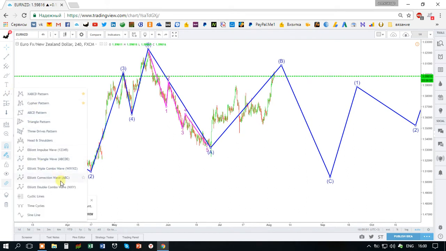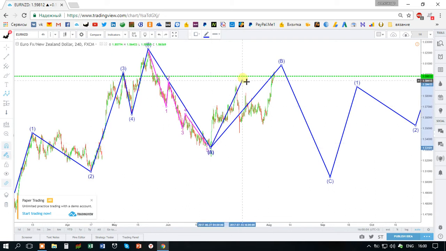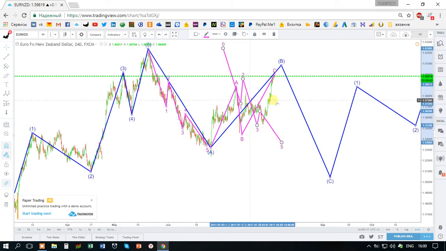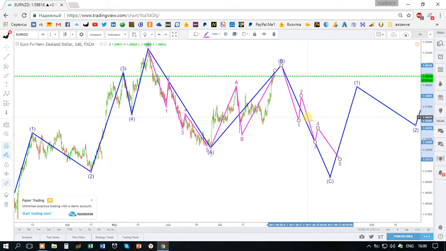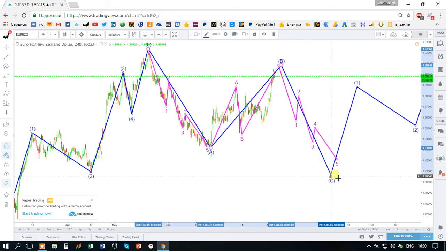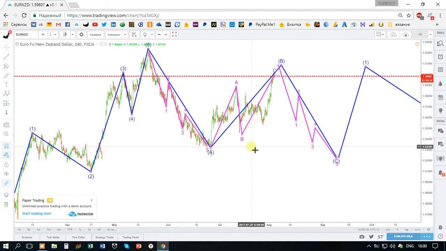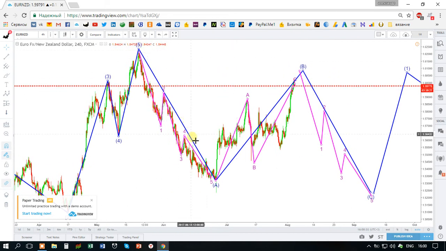After impulsive waves, we have corrective waves. 1, 2, 3. A, B, C. Minor correction. Okay, and once this correction is over, we typically have another impulse to the downside. So after that, the correction is ended. It looks this way, because zigzags are actually 5, 3, 5 subwaves subdivided.